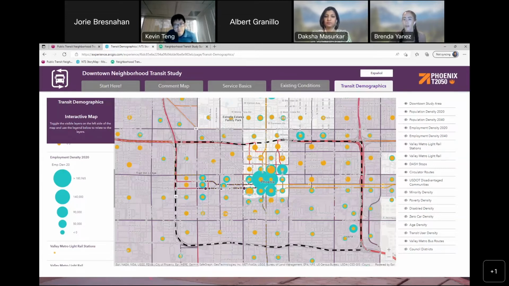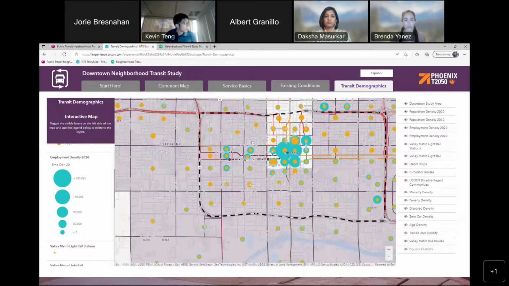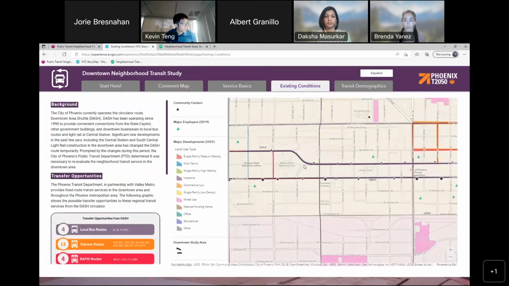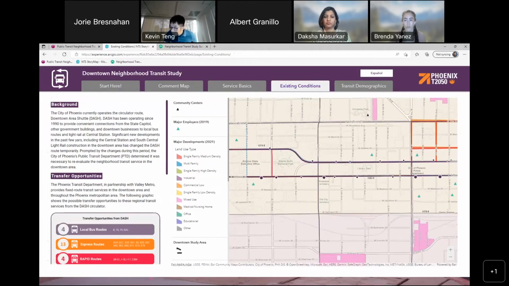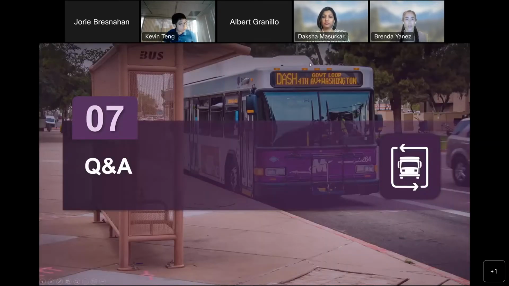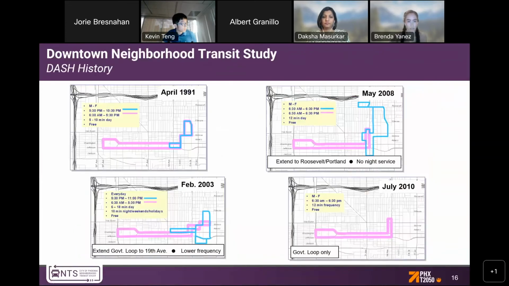Thanks, Kevin. And we have a question from Bramley and then another one from Albert. So Bramley asks, does the 2010 circulator bus route map represent the current operating map? I think that was some slides back. I think they're talking about the DASH route, the older one. Let me go back to that slide, one of Daksha's slides. Here we go. Does the 2010 map represent the current operating map?